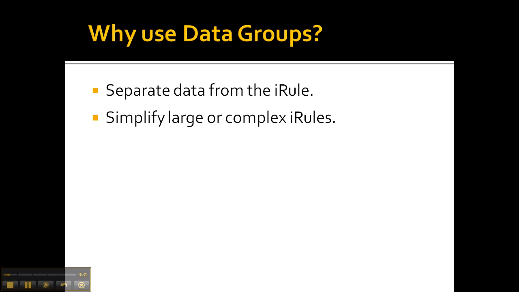So why should you use them? Well, it separates the data from the iRule. This makes the iRule much simpler. Instead of having an iRule with 125 if then else statements, you could have a 10-line iRule with a data group. It means that somebody can change the behavior of the iRule by modifying the data group and not having to modify the iRule code.